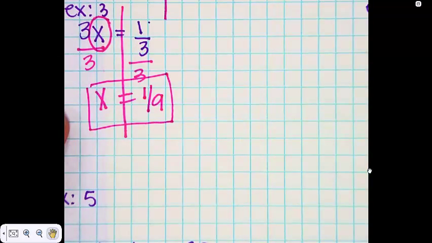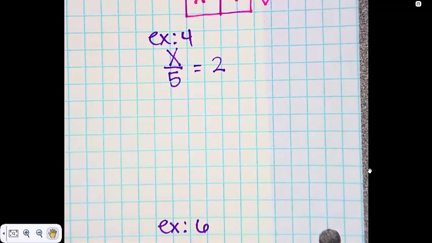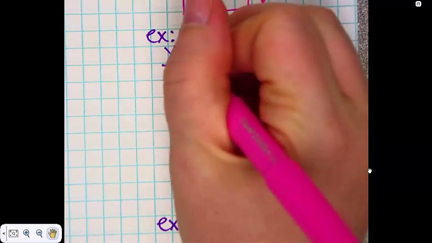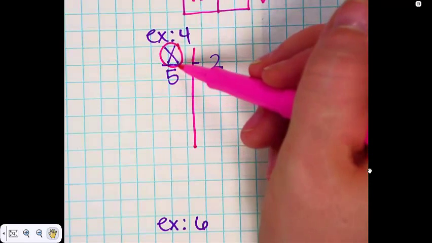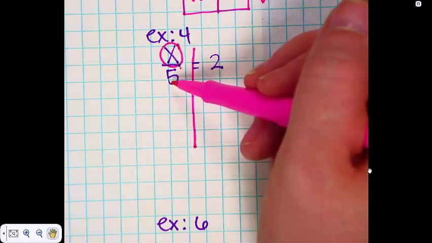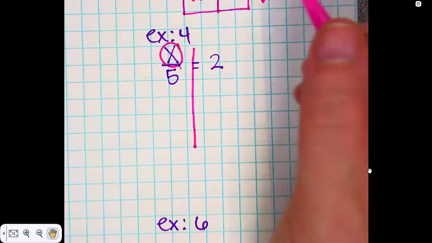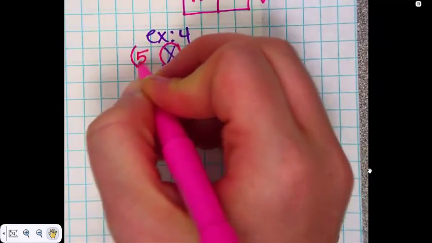Okay, that's example number 3. Moving on, example number 4. This is an example of division. So again, isolate the variable using inverse operations. Here's my variable. What operation do we have? Division. I have divided by 5. So what is the inverse of division? That's right, it's multiplication. So I'm going to multiply both sides by 5.